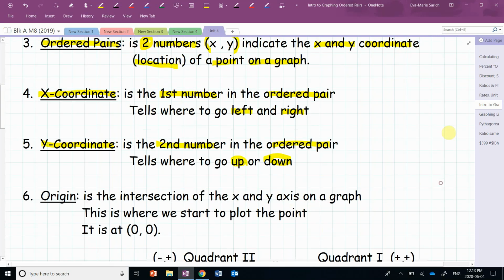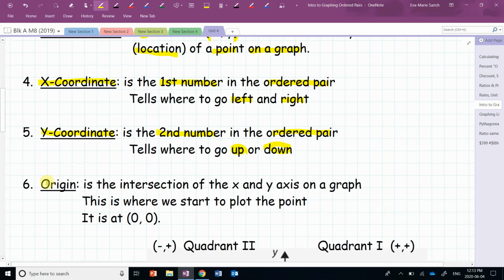Okay? Now, the other thing we need to know about these kinds of graphs is that there is what we call an origin. And the word origin means the beginning of something. So on this type of Cartesian graph, the origin is the intersection. That means like an intersection on roads is where 2 roads meet, right? So the intersection is where the x and the y axis on the graph meet. Okay? And this is where we start to plot our point.